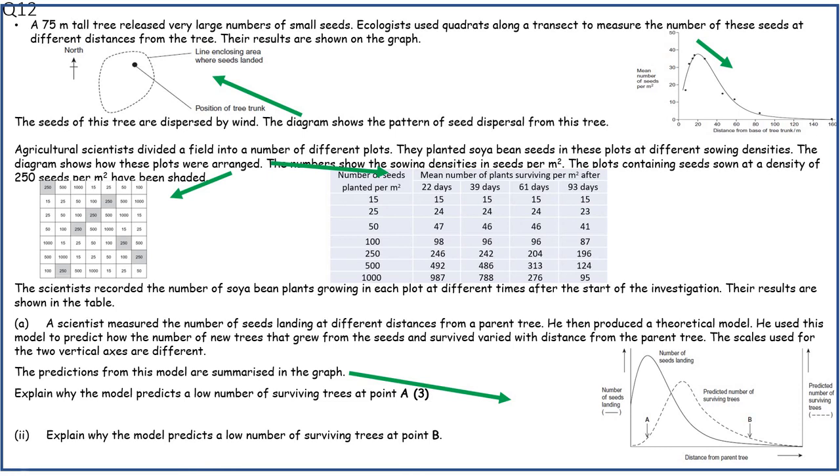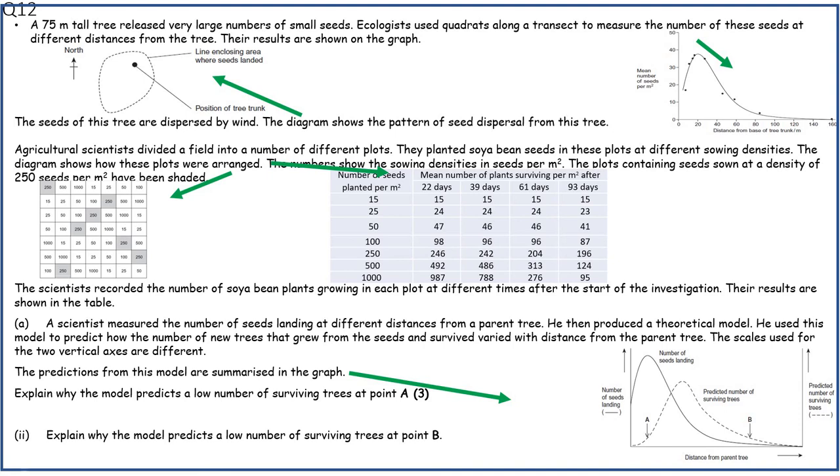A scientist measured the number of seeds landing at different distances from a parent tree. He then produced a theoretical model. He used this model to predict how the number of new trees that grew from the seeds and survived varied with distance from the parent tree. The scales used for the two vertical axes are different. The predictions from this model are summarised in the graph.